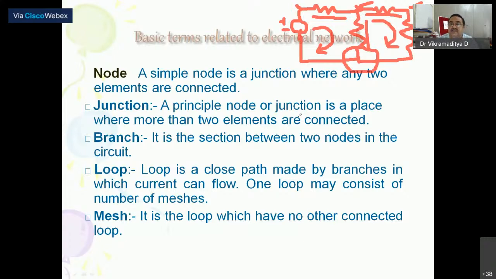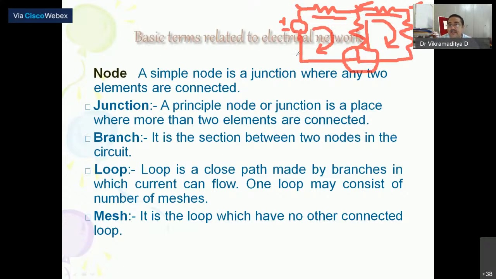Is there any more loop? Yes, there is one more loop. Let us start from here only. Okay. Now one more thing. While making a closed path, no element is traced twice during that closed path tracing. If you are tracing a closed path, no element is encountered twice. कोई भी एलिमेंट दो बार उस पाथ में नहीं आना चाहिए, तभी वो लूप या मैश कहलाएगा. अगर दो बार से ज्यादा आ गया, then it will not be considered.